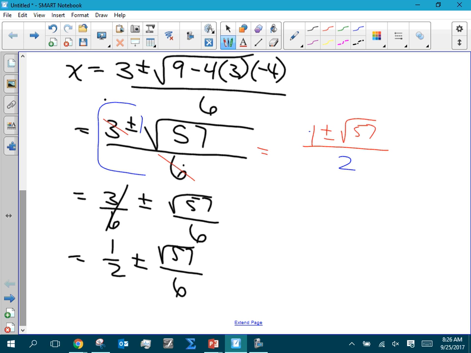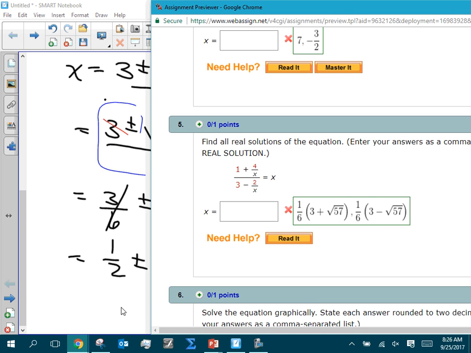When you see their solutions, they're kind of like this. See where they factored the 1/6 out for us. And here they didn't even simplify, because 1/6 times 3 is 1/2. But not a big deal.